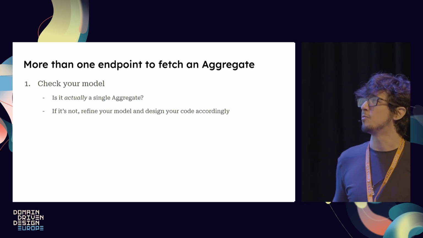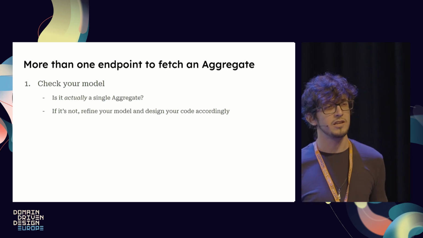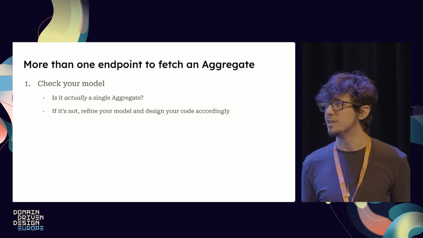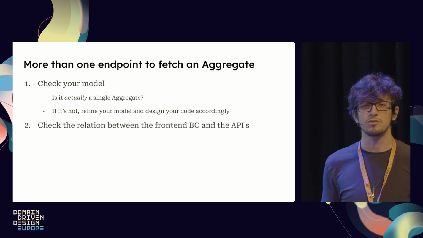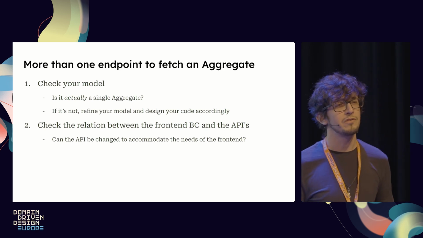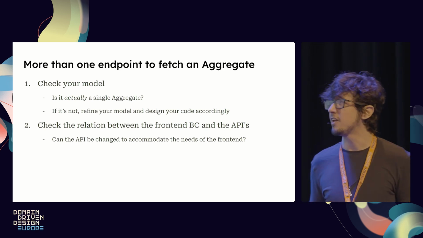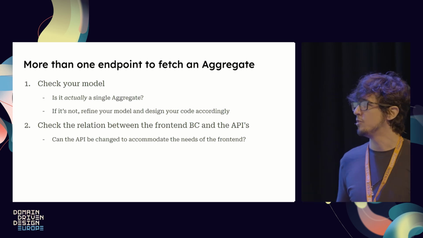But maybe it is a single aggregate. Maybe you're going to need to hit more than one endpoint to build that single aggregate. If that is the case, then check the relation between the front-end bounded context and the API's bounded context. Can the API be changed to accommodate those needs of the front end? And if it can, just ask them and get to a middle ground, and that should be okay.